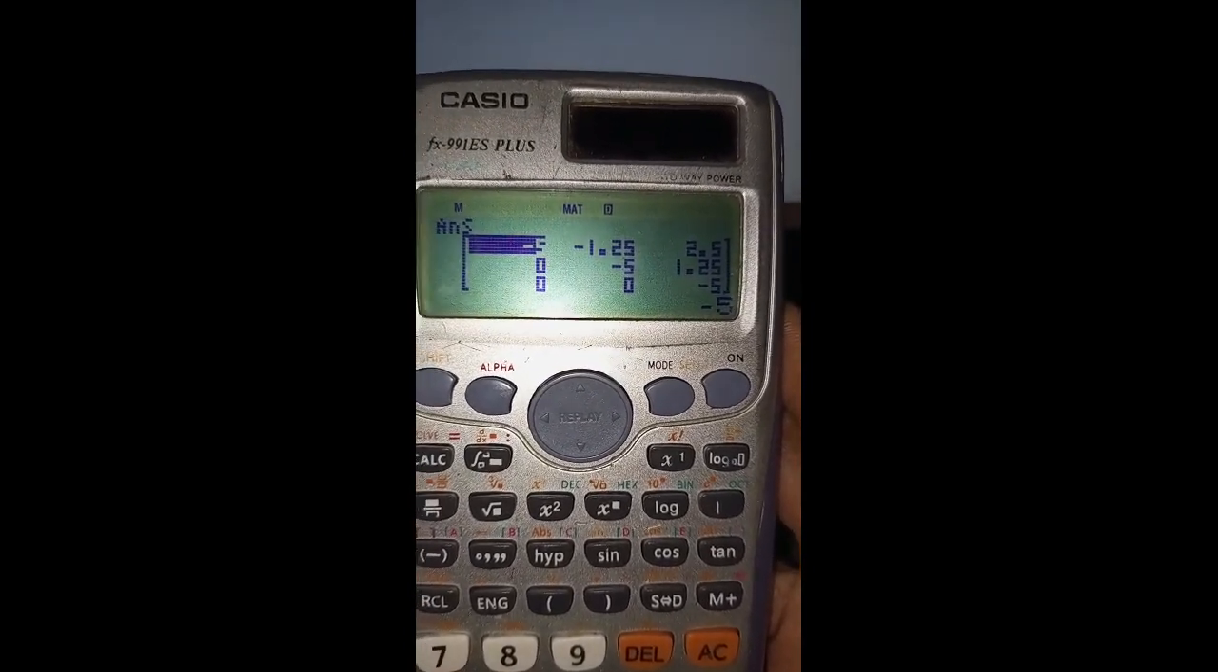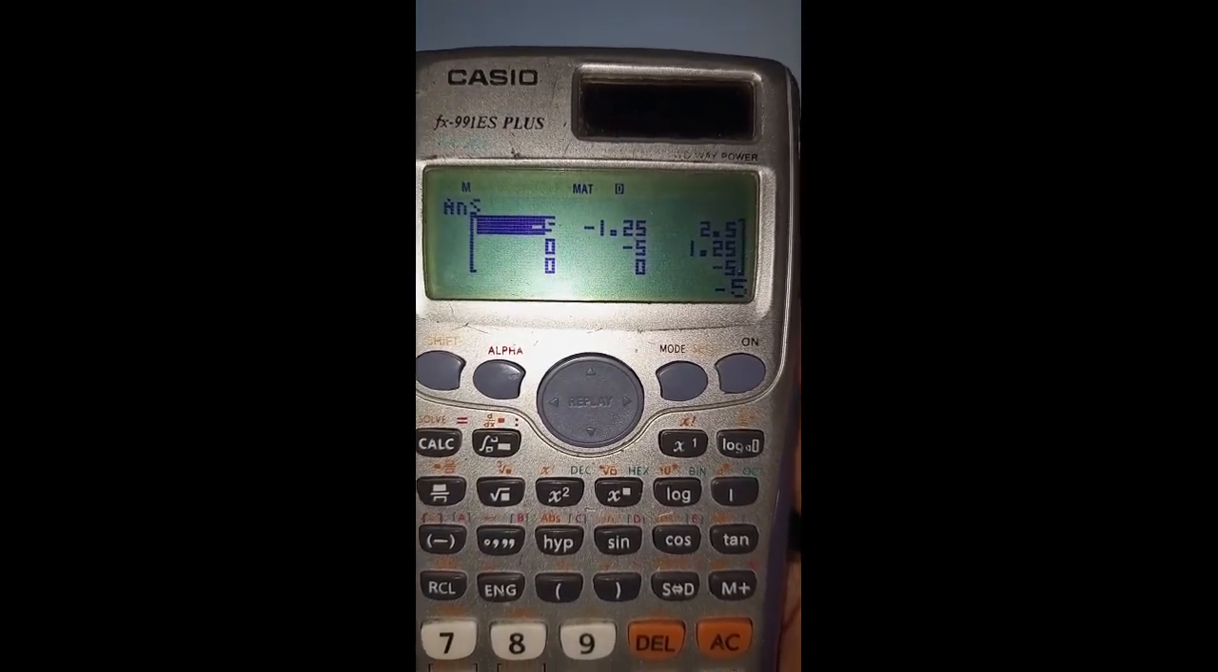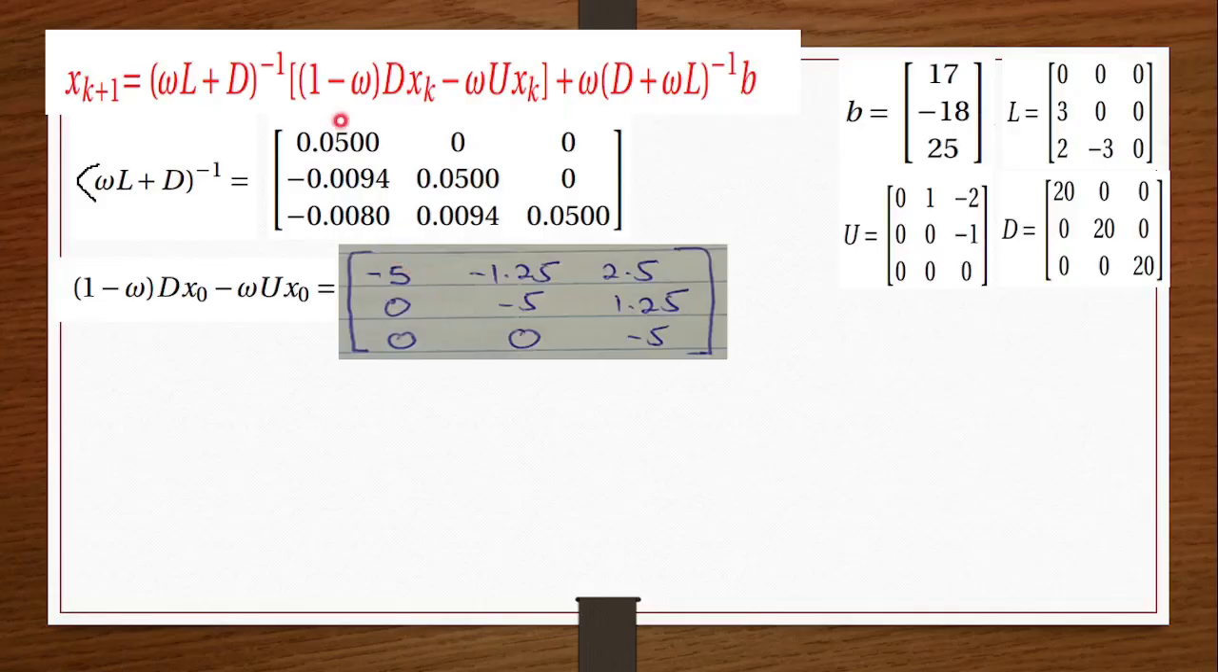So let's go back to our presentation. So these will be the values we had from our calculator for the second term. You can see we have 3 terms here: term 1, term 2, and term 3. So this will be the solution for the second term as we had from our calculator. Now the third term we have is omega D plus omega L inverse times b.